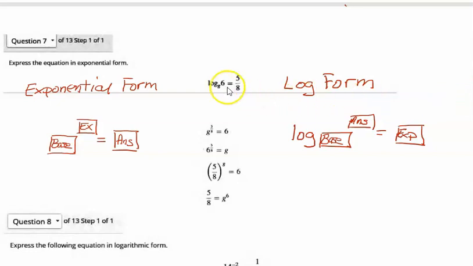Example 7. Again, it's in logarithmic form, and they want it in exponential form. So what is our base here? Our base is g. And what is our answer? Our answer is 6, and the exponent is 5/8. So g to the 5/8 equals 6 is this first one.